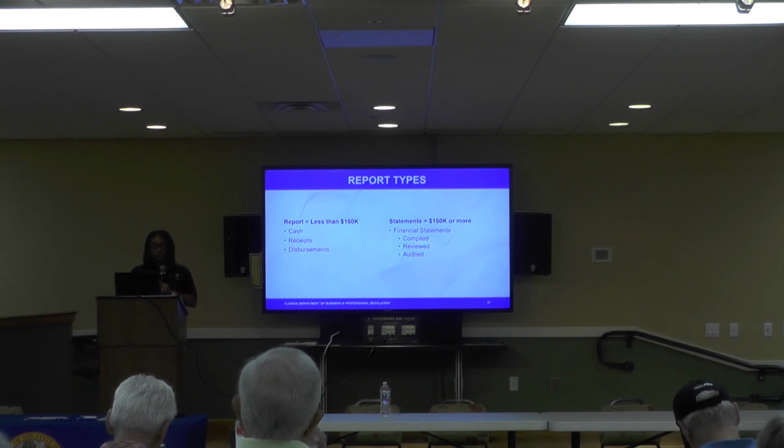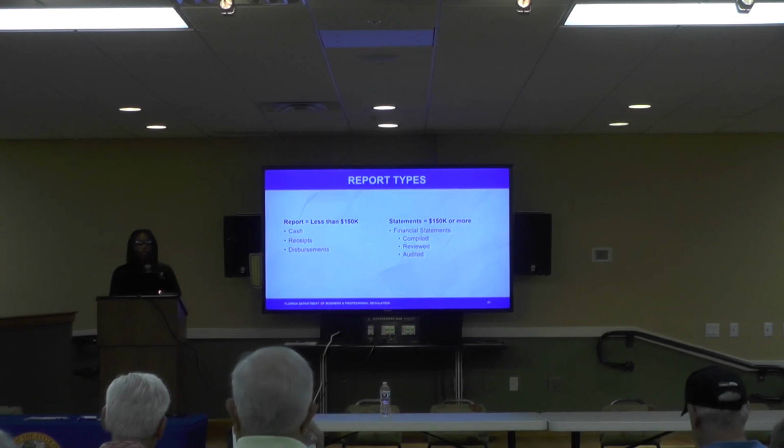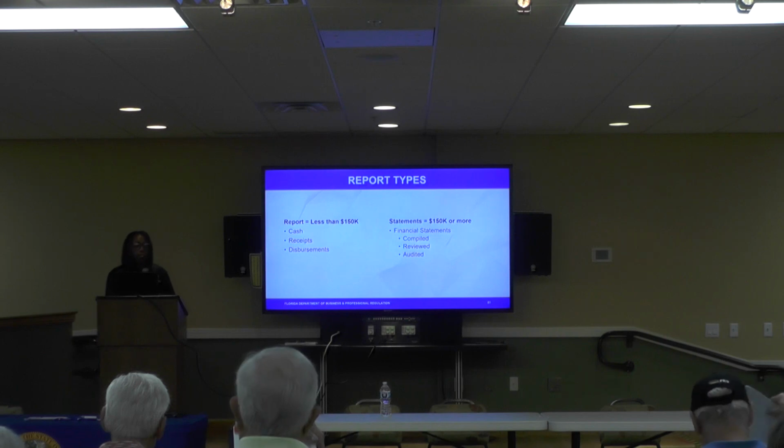Associations with $150,000 or more in annual revenues are required to prepare a compiled, reviewed, or audited financial statement. Statements contain more components than receipts and expenditures. So these are more detailed documentation of how money came in and money went out.